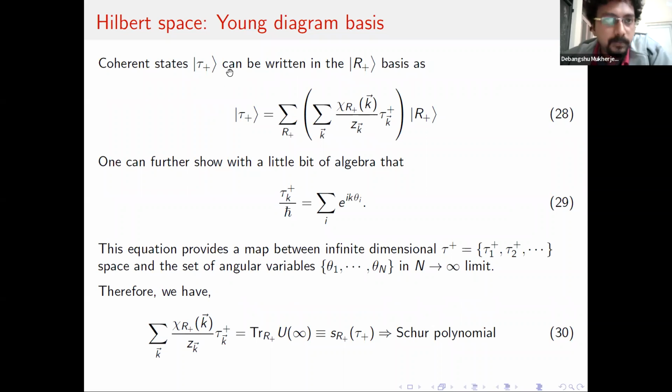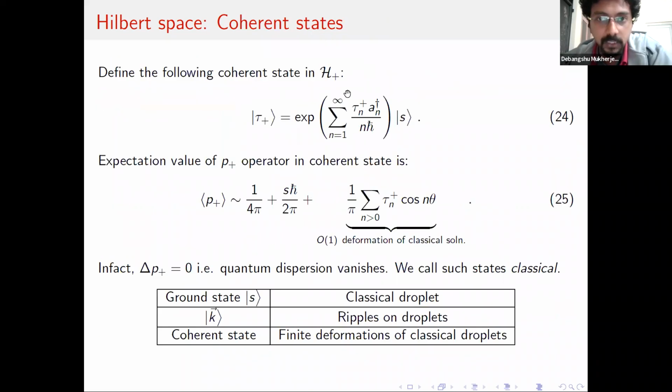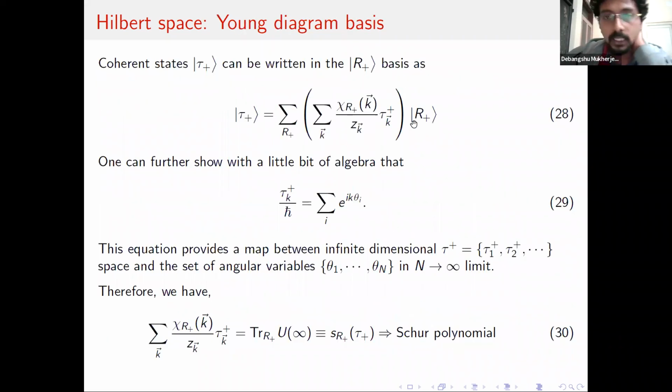So the coherent state tau plus that you saw can be written in a basis of R plus. We wrote it in the K basis, if you recall. This is how we wrote it, as something that acts on the vacuum. We can write it as a linear combination of R, and with a little bit of algebra, one can in fact evaluate these coefficients in terms of the eigenvalues of the matrices that appear.